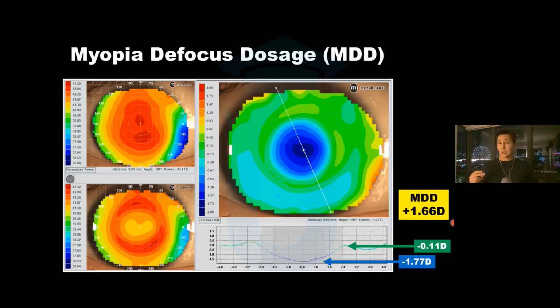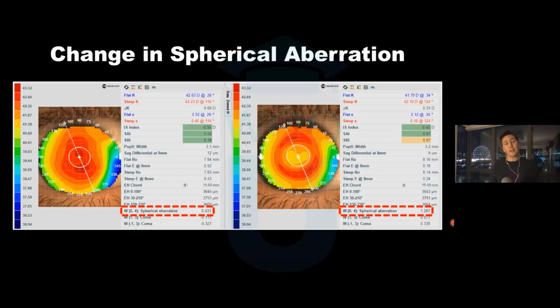And if there's any increase in myopia or axial growth over the short term, I know I need to ramp up that signal. You might even consider ramping up the signal now, getting north of 2 diopters of myopia defocus dosage. Another thing that we can look at post-treatment is the spherical aberration.